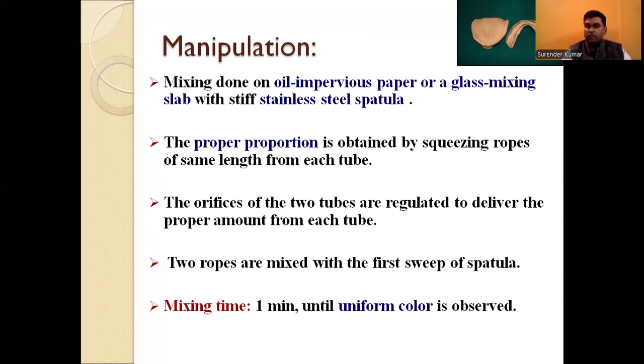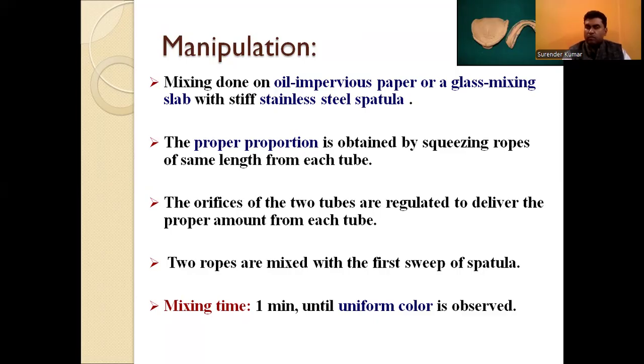Manipulation. Mixing is done either on oil-impervious paper or a glass mixing slab with a stiff stainless steel spatula. The proper proportion is obtained by squeezing ropes of the same length from each of the tubes. The orifices of the tubes act as regulators to deliver the proper amount from each tube.